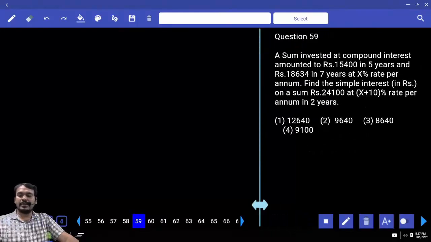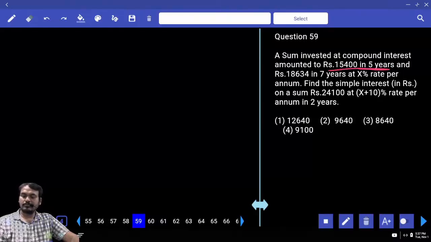Next, question number 59. A sum invested at compound interest amounts to which one? 15,400 in how many years? 5 years. And 18,634 in how many years? 7 years. At x% rate per annum. Find the simple interest in rupees on a sum of 24,100 at x plus 10% rate per annum in how many years? 2 years, or not. First case, how many years amount? 5 years amount. Second one, 7 years amount, or not. Okay, one is 7 years amount, another one is 5 years amount.